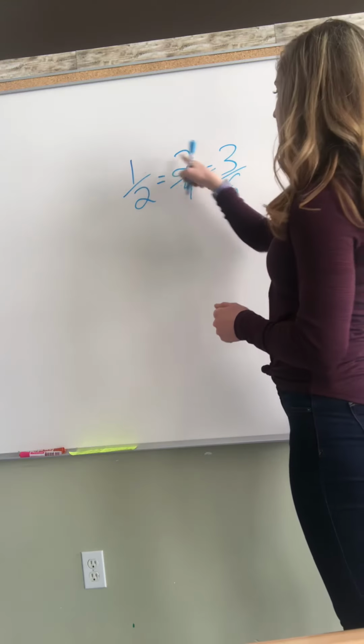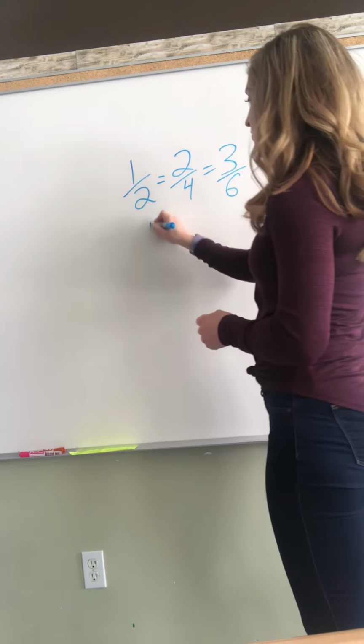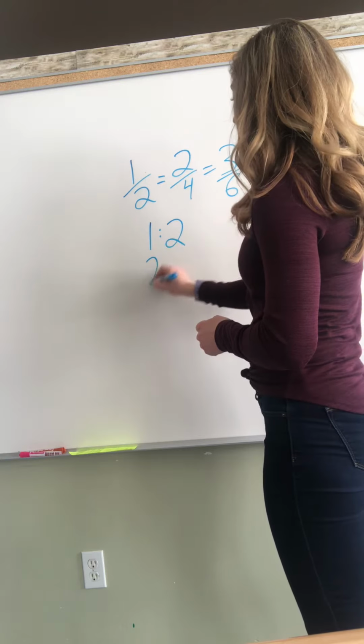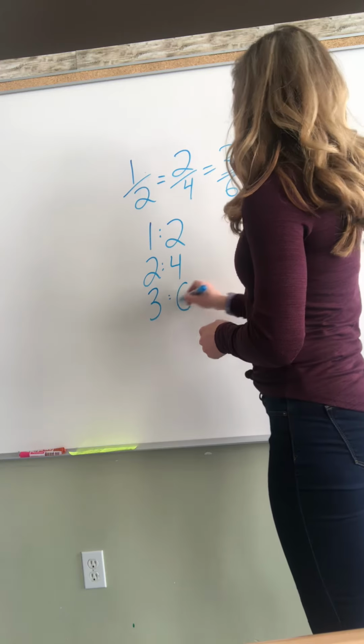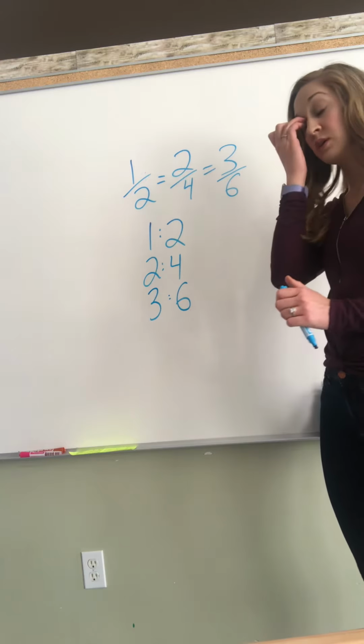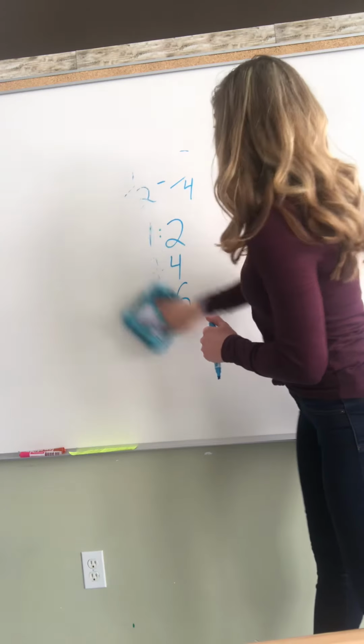Okay, we can see that this number goes up by 1, and this number is going up by 2 each time. So we can rewrite that as equivalent ratios. Okay, so 1 to 2, 2 to 4, 3 to 6. So we can relate equivalent fractions and equivalent ratios.